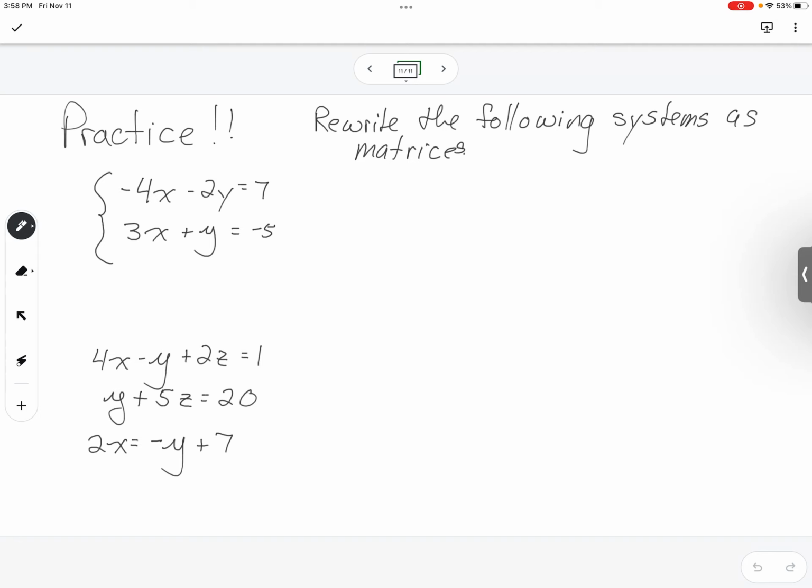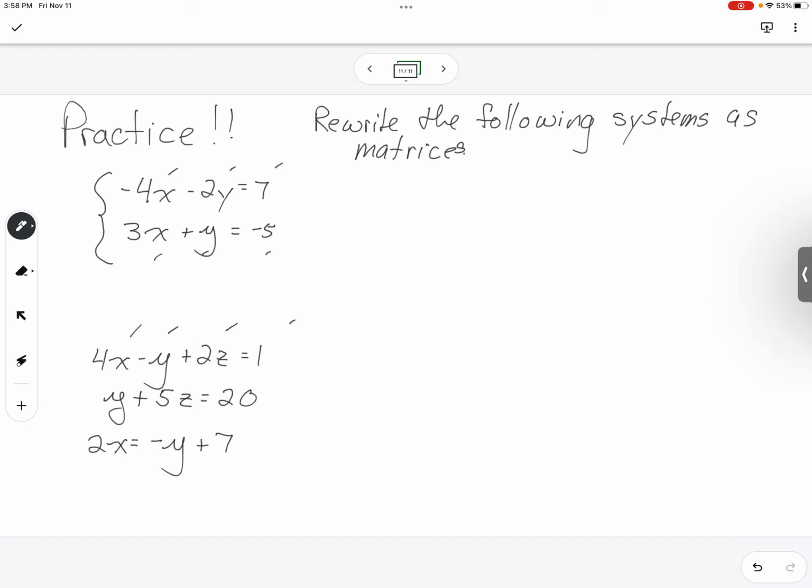So I would like you to practice. I want you to rewrite the following systems as matrices. Notice the first one is in the proper order. We have x, y, and a number that it's all equal to, right? Here we have x, y, z, and a number. That looks good.